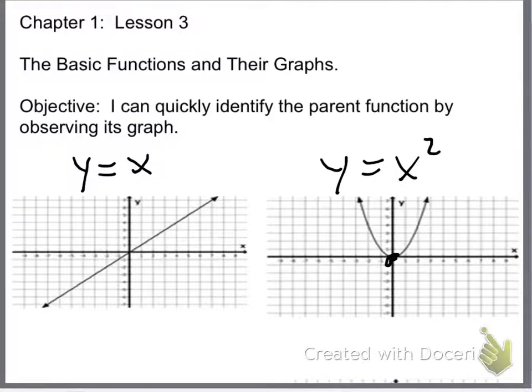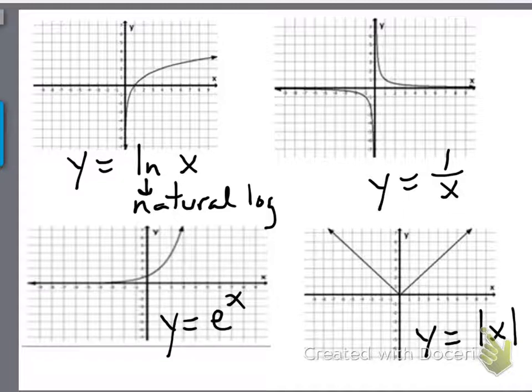Okay. The third one, some of these are kind of new, but you can see here, this graph is the ln x graph, which is the natural log. Now, you can see here, there is a vertical asymptote. So there's a vertical asymptote, x equals 0. So this graph will approach the y-axis but never touch it.